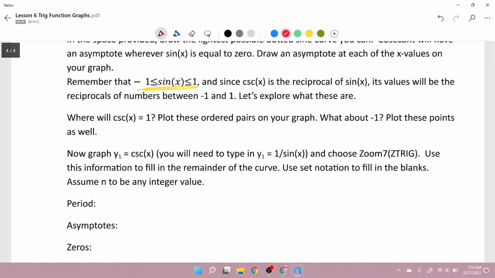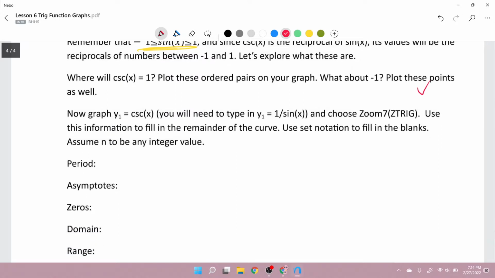All right. We did this. Plot those points. Now okay, so now stop. You're going to pause this video, graph this cosecant of x. How you're going to do that is type 1 over sine of x and then choose zoom 7. You're going to use this information to fill in the remainder of the curve.